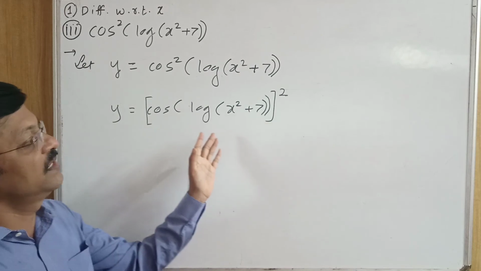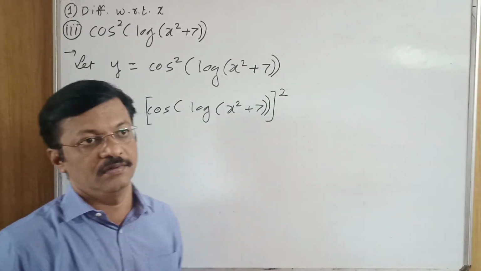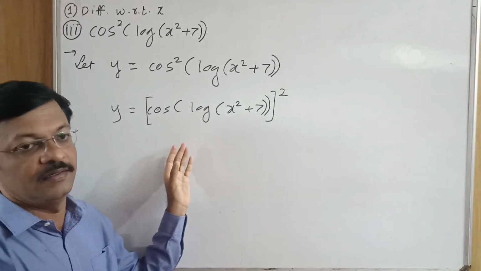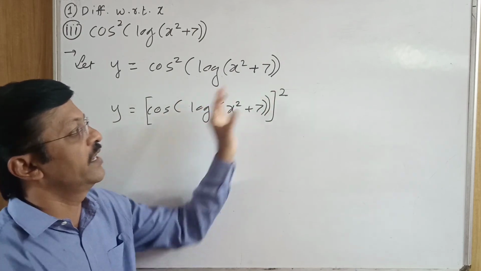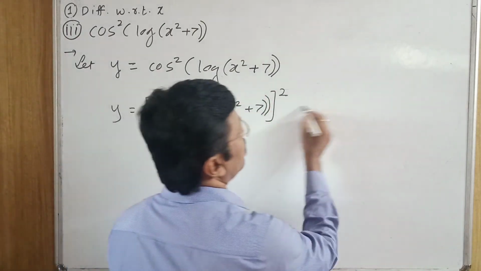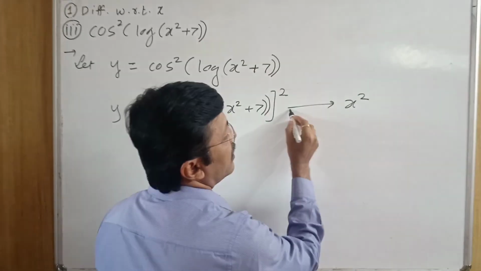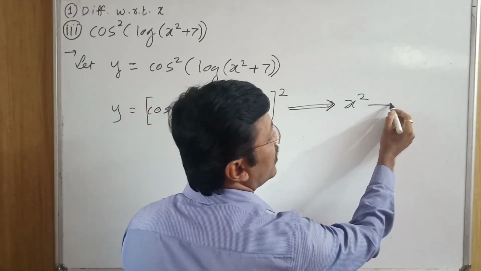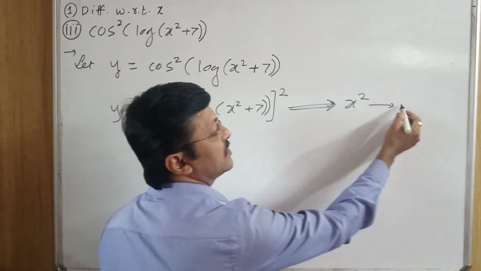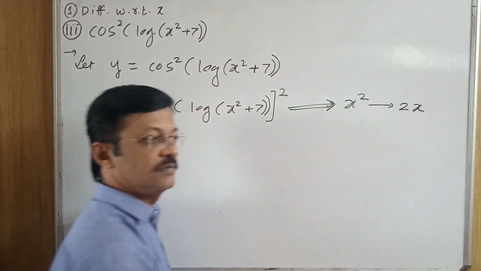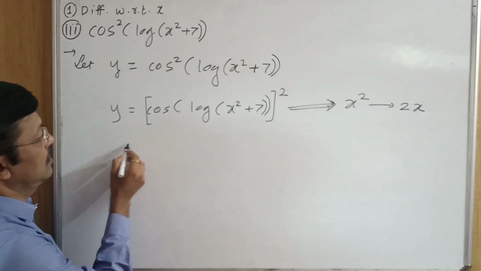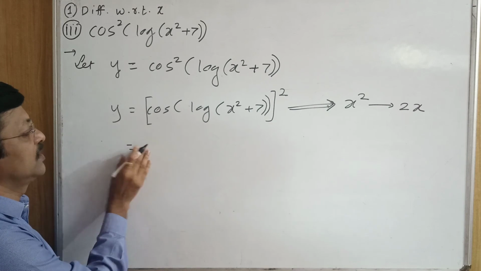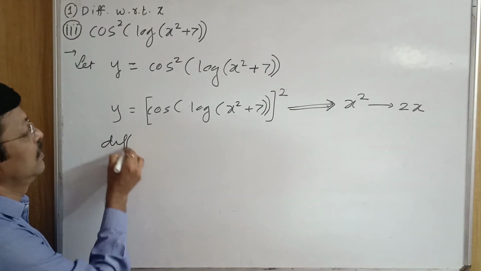Now we can compare this with a standard function. Which function does it look like? Some bracket raised to 2. It looks like x square, whose derivative should be known to you. Derivative of x square is 2x. So the derivative of this function is going to be differentiating with respect to x. Of course, we have to mention it here.